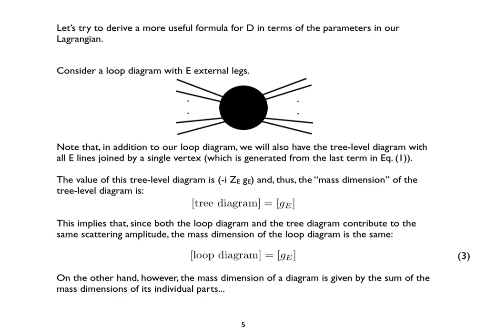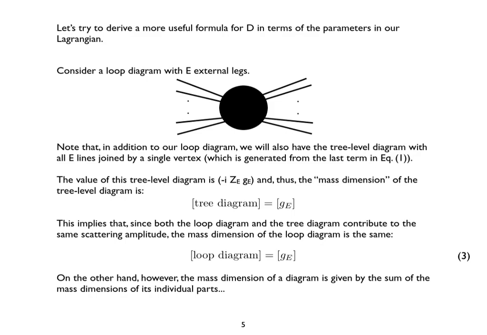Right, so you compare the mass dimension of your tree level diagram, and what you would find is that the mass dimension of your diagram is just the mass dimension of this coupling. And since the loop diagram and the tree diagram are contributing to the same scattering amplitude, that means the loop diagram also has to have the same mass dimension as the coupling g_E. Okay.